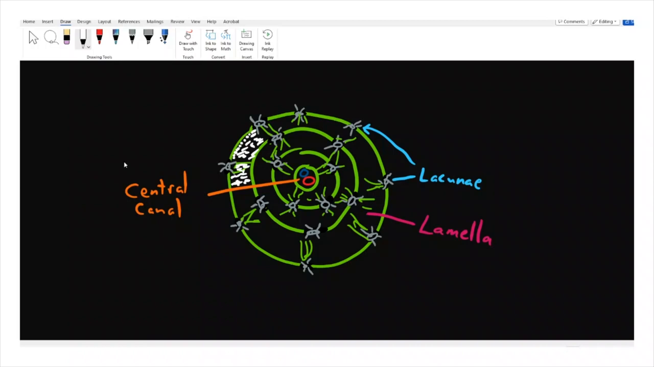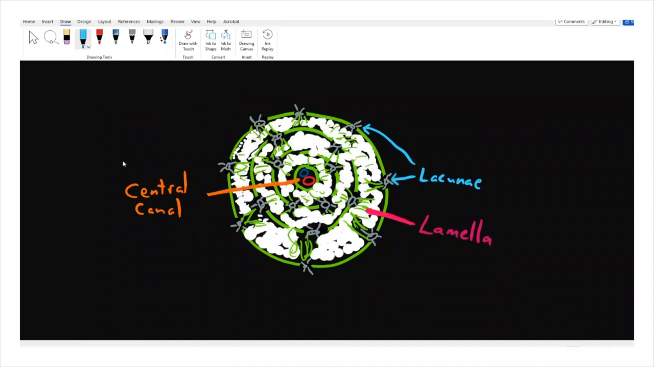In fact, I'll draw it all in and just fast forward to where I'm done. So here you see my osteon. I've doctored it up a little bit, so I can see the bony matrix. I can see my little tiny canals. I can see my lacunae with the osteocytes living in there. So the osteocytes are essentially maintaining this bony matrix.